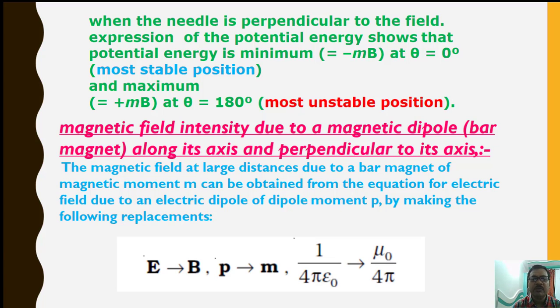Next one, magnetic field intensity due to a magnetic dipole, bar magnet, along its axis and perpendicular to its axis. The magnetic field at large distance due to a bar magnet of magnetic moment m can be obtained from the equation for electric field due to an electric dipole of dipole moment p by making the following replacement.